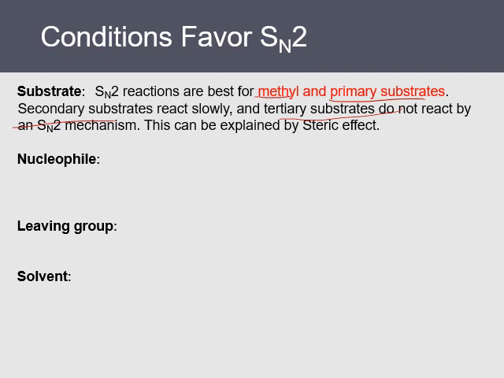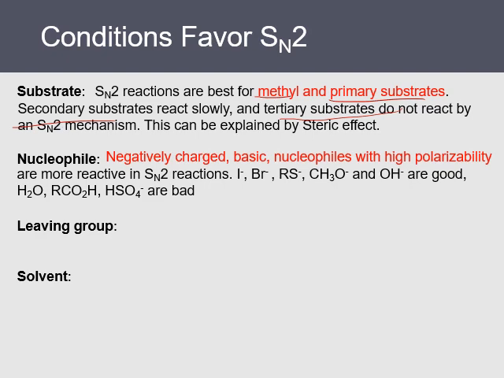And also because the nucleophile needs to attack the alkyl halide directly, you need a strong nucleophile. That includes negatively charged basic nucleophiles with high polarizability, okay? This means it needs a large size, heavier. So iodide, bromide, sulfide are good polarizable nucleophiles. And strong bases, such as hydroxide and methoxide, are also strong nucleophiles. Neutral species, such as water and carboxylic acid, are bad nucleophiles. They are not good for SN2 reaction.